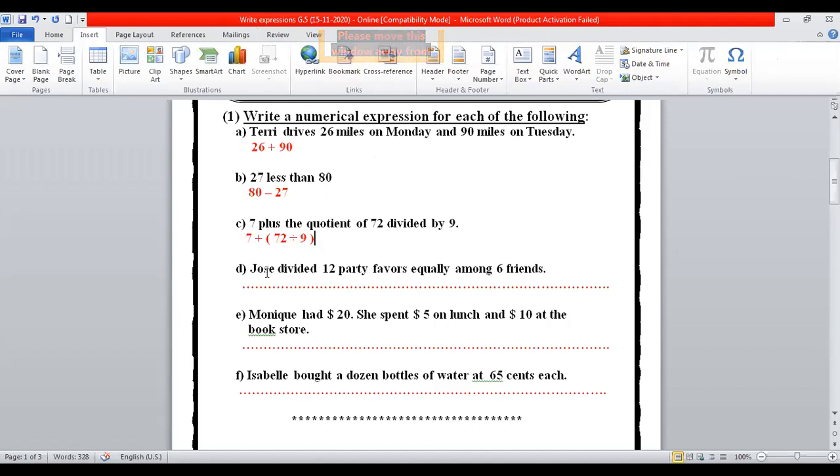Okay. D. Joe divided 12 party favors equally among 6 friends. Divided and equally. What is the sign we use, guys? These words represent divide. Go ahead. Write the expression.